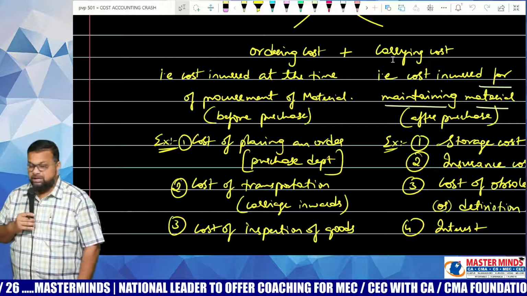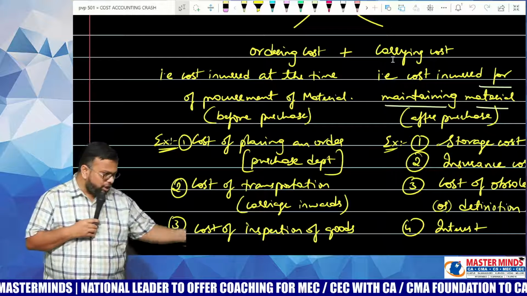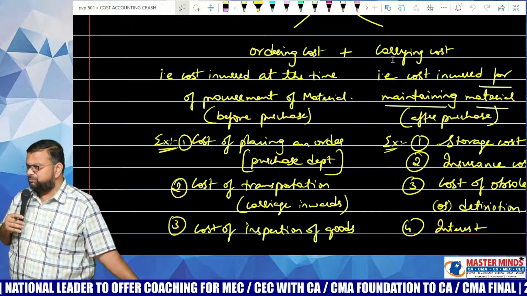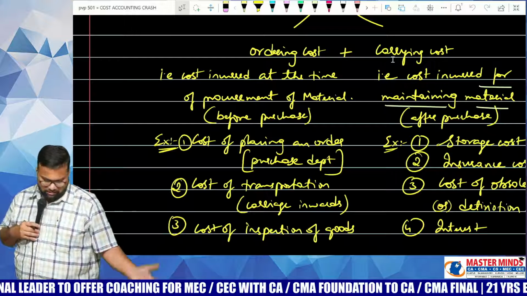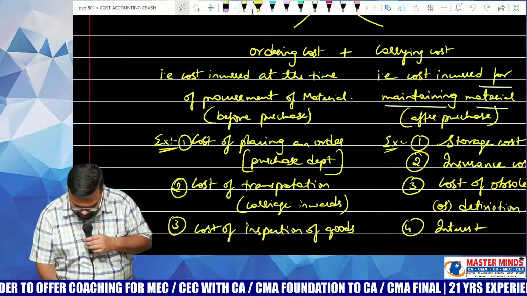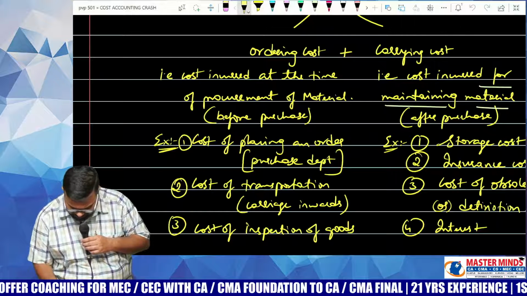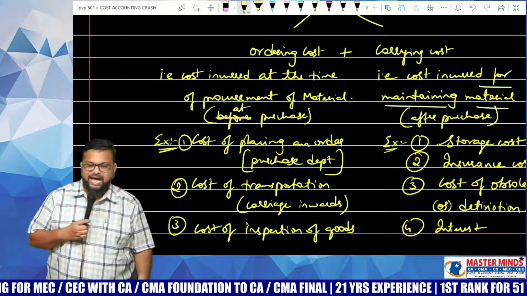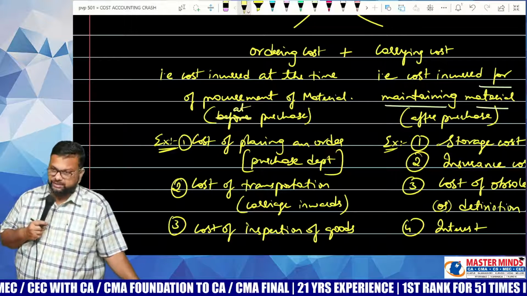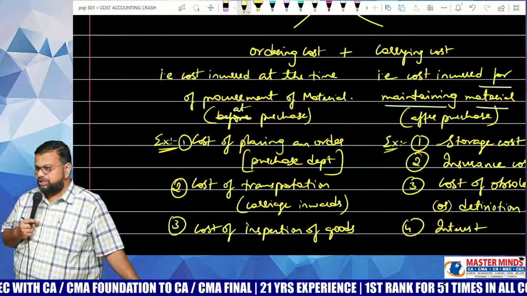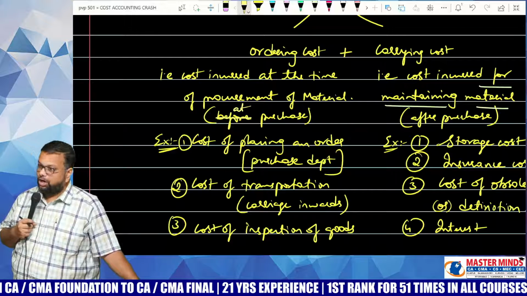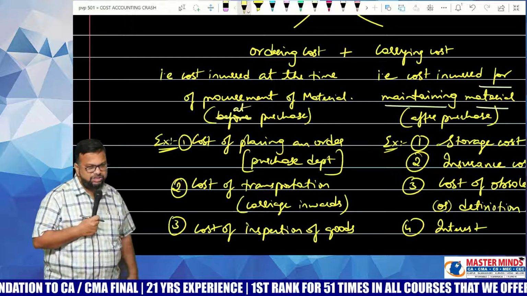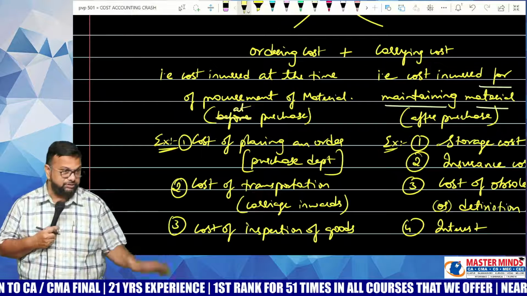Am I clear? When it comes to additional cost, there are two types of cost: ordering cost and carrying cost. Ordering cost means cost incurred at the time of purchase. Carrying cost is incurred after purchase, to maintain raw material. Whatever cost we incur to maintain the raw material that you have purchased is called carrying cost.